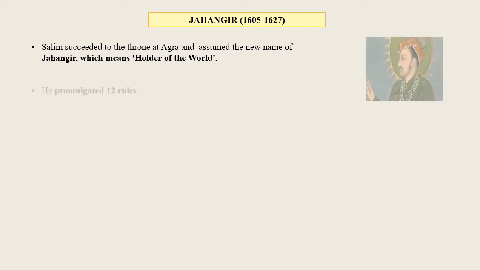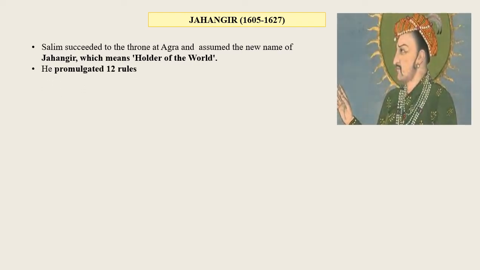He promulgated 12 rules which included arrangements for the safety of highways, abolition of many cesses, prohibition of sale of intoxicating liquor, prohibition of forcible seizure of property, and prohibition of slaughter of animals, especially cows, on certain days.